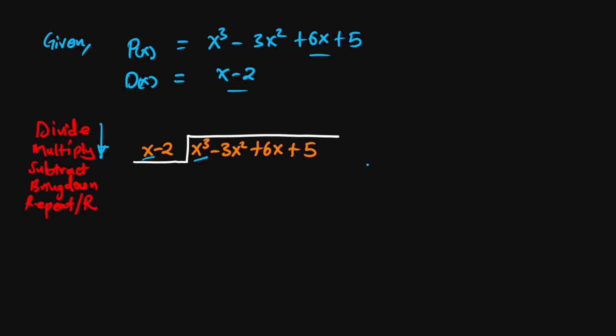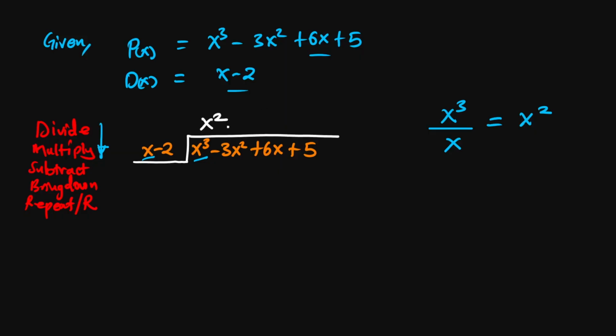So we will have the whole term, which is x cubed, divided by this term x. What do we get? We get x squared using indices, 3 minus 1. We get x squared. We then write it in the quotient, which is x squared.